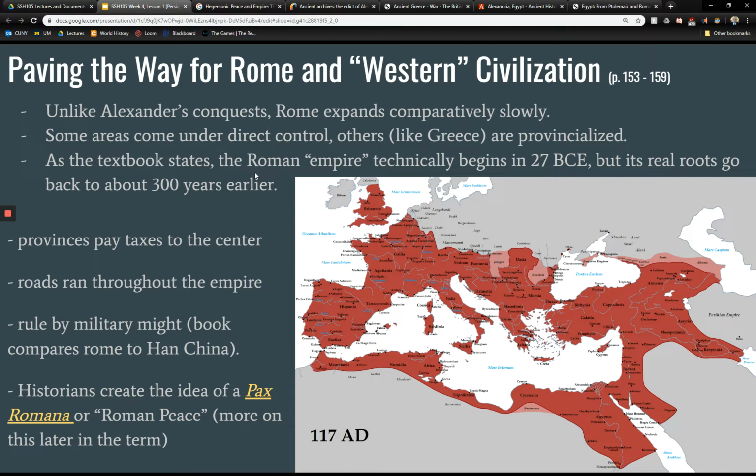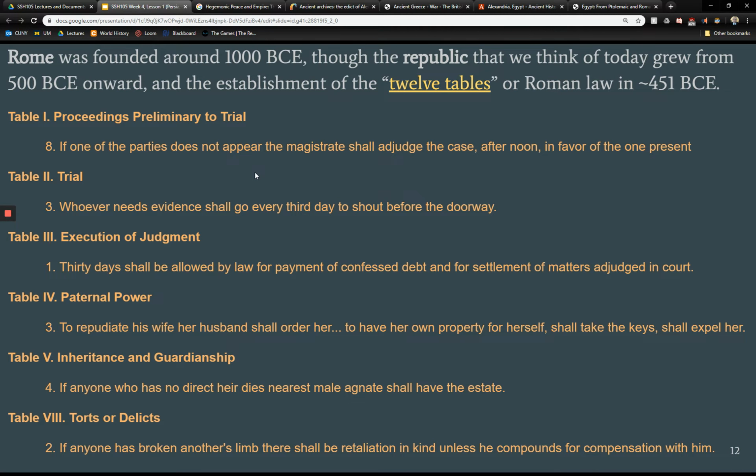So the Pax Romana is something you can read about a little bit, and our book talks about it a little bit. Although Rome as a city-state or as a settlement was formed around 1000 BCE, this republic that we think of today, which also brings some of our modern political values with it, starts from about 500 BCE.